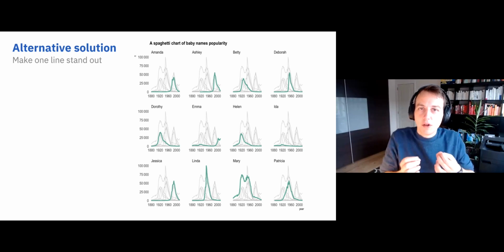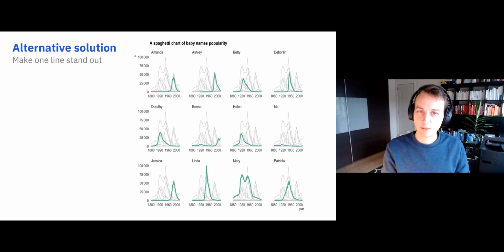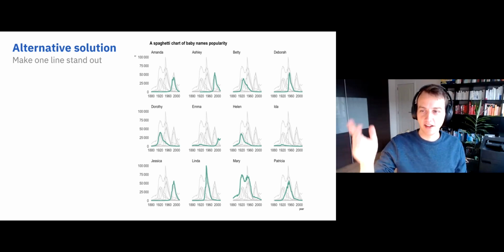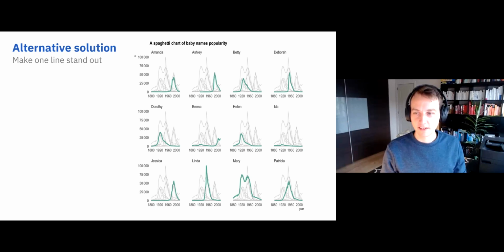So we repeat all of the lines on each of these small multiples, but we make most of the lines gray and we make just one line stand out. And we repeat this 12 times for each of the 12 different lines. Now we can immediately find Deborah and we can see that it peaked around 1960 and nowadays it's almost back completely at 0.